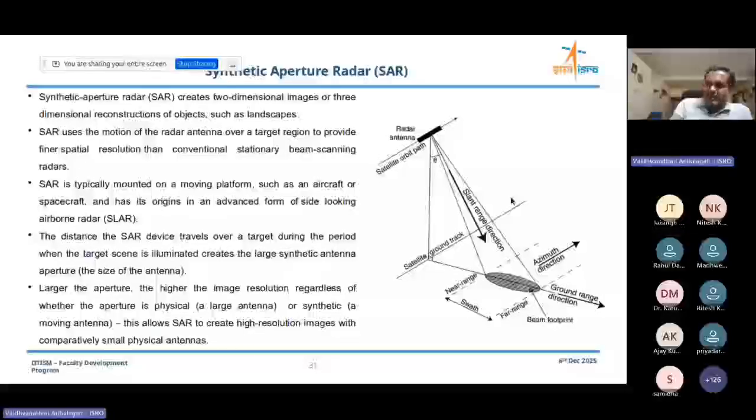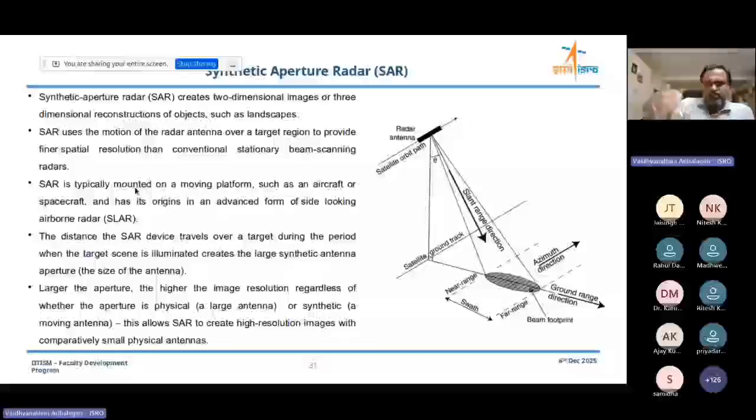This swath itself will be in kilometers, a minimum of 100 or 150 kilometers, because the target is at 600 kilometers. Even with a 1 degree beam width, there will be a 60 to 70 kilometer swath. So this is how radar images the ground.